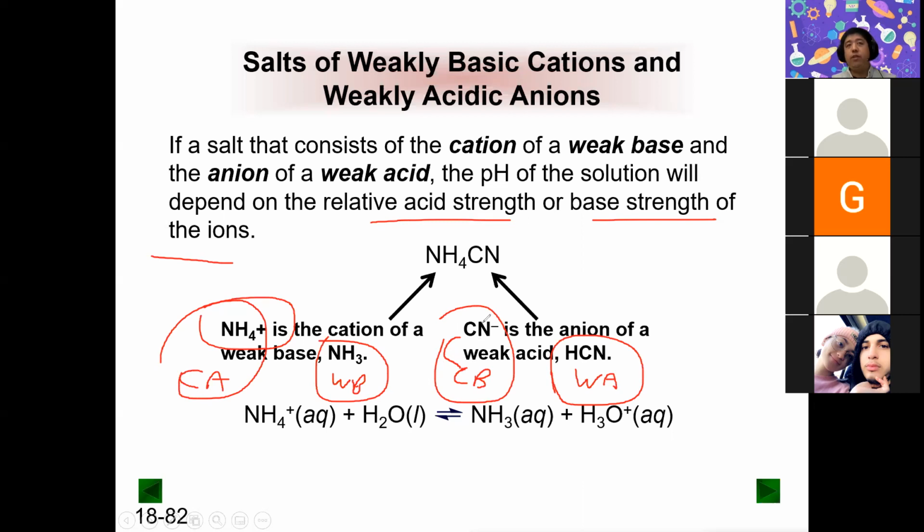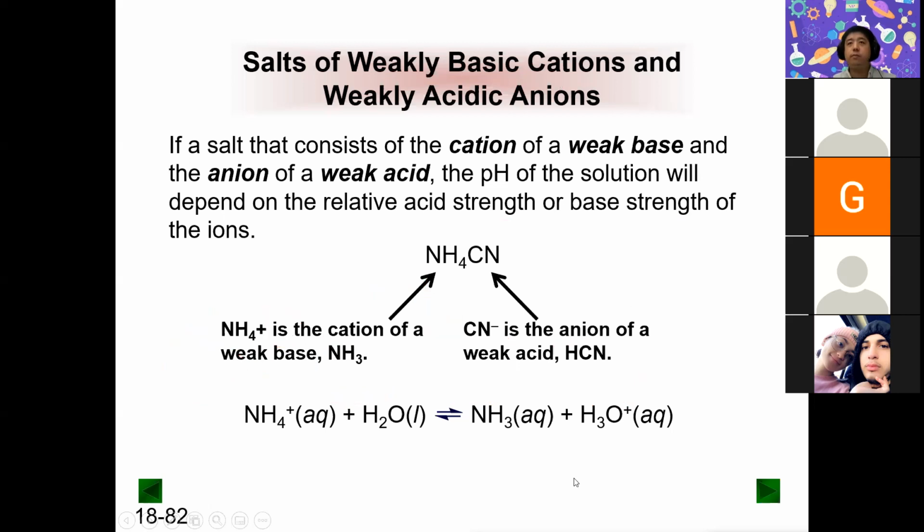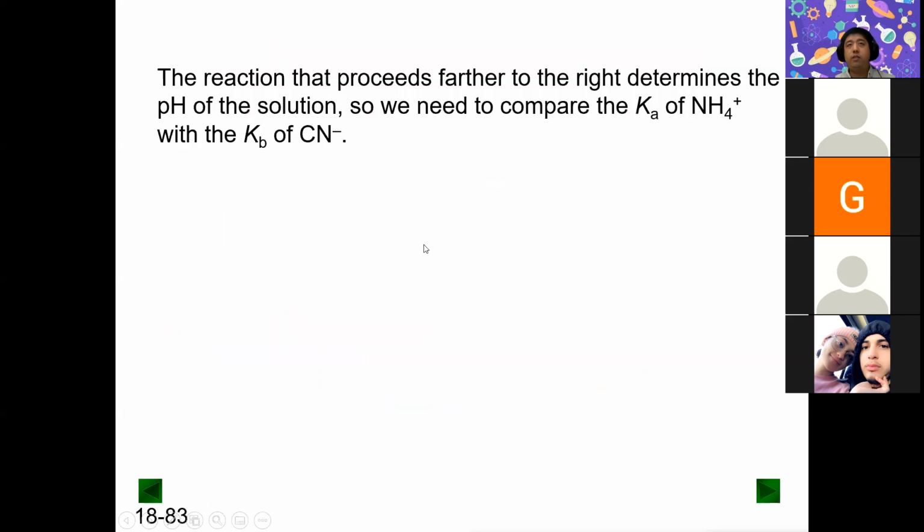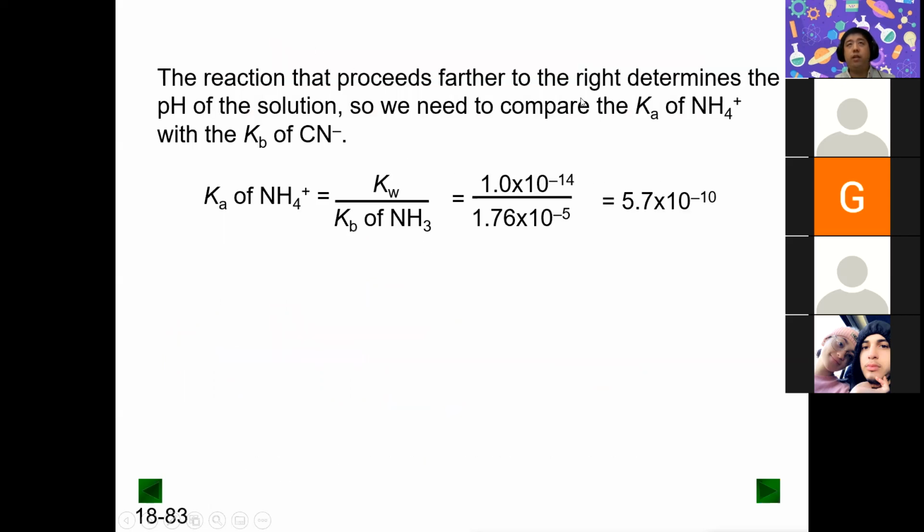I need to find out whether this conjugate acid is stronger than this conjugate base or the other way around. Because the middle piece is water. So they have water in the middle. The stronger one is going to influence the water in a greater amount, and that's going to determine if this is acidic or basic. Okay, so with that said, let's look at the values of our Kas and Kbs for each of our weak acids and weak bases. So here's where we're set up here, okay?